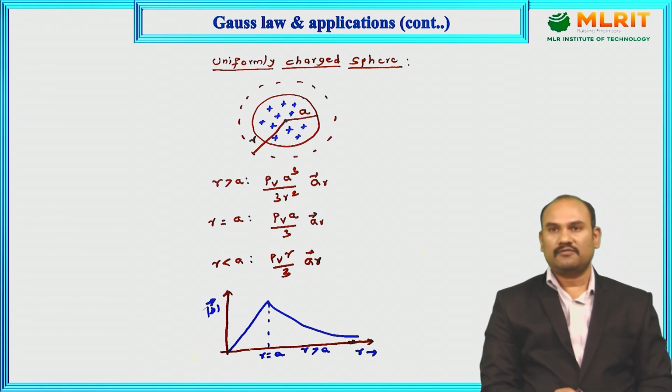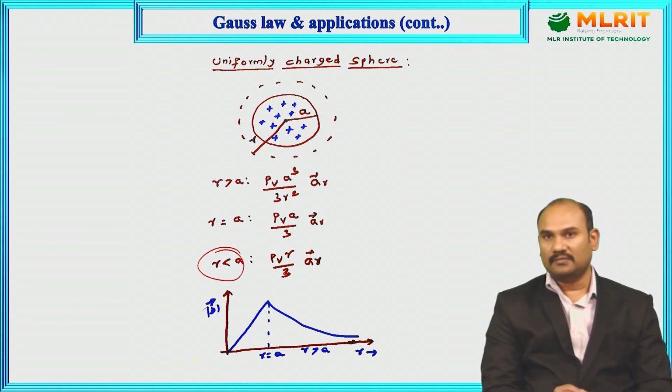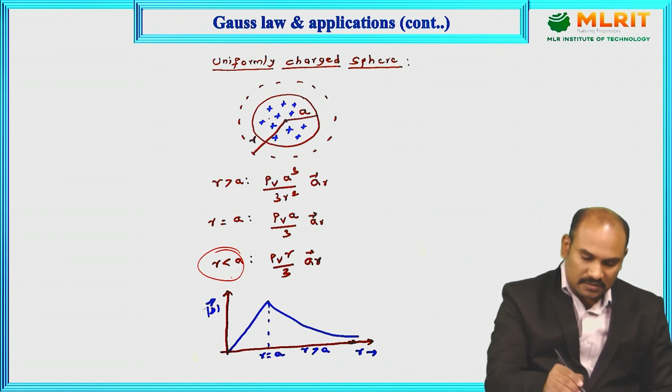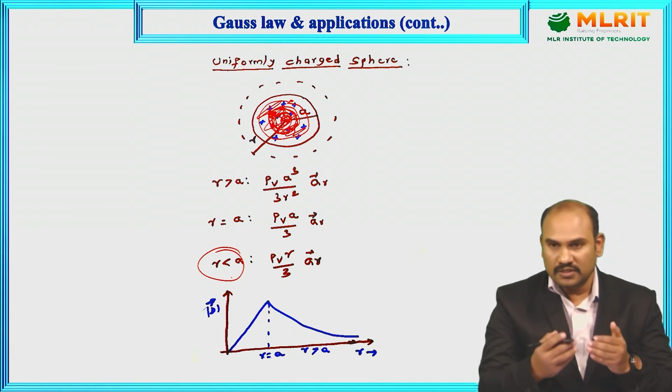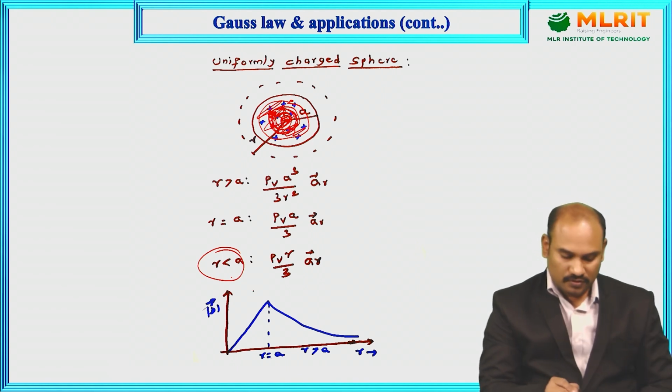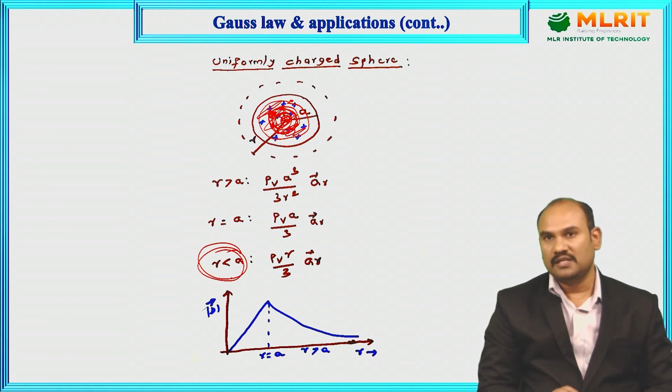Now, why is this happening? For R less than A, why is the flux density increasing with R? The reason is, R less than A means take a point within the sphere. This is R. If you take a point P inside the sphere, you get a small Gaussian sphere. This small Gaussian sphere will enclose a little amount of charge. But if you take a point here, you get a big Gaussian sphere which encloses more electric charge. As per Gauss law, if it encloses more charge, you get more flux and more flux density. That's the reason for R less than A: as you increase R, the flux density is increasing.